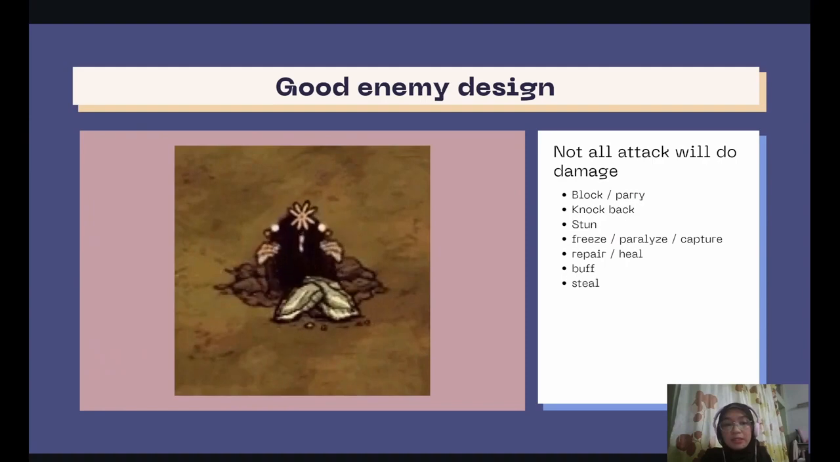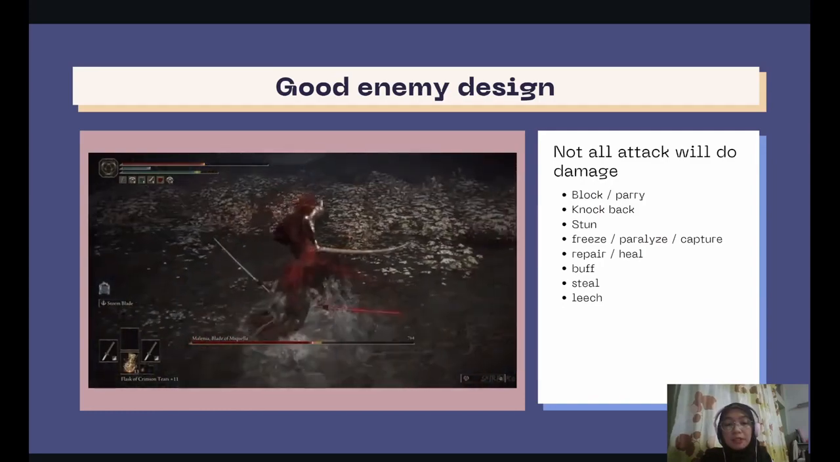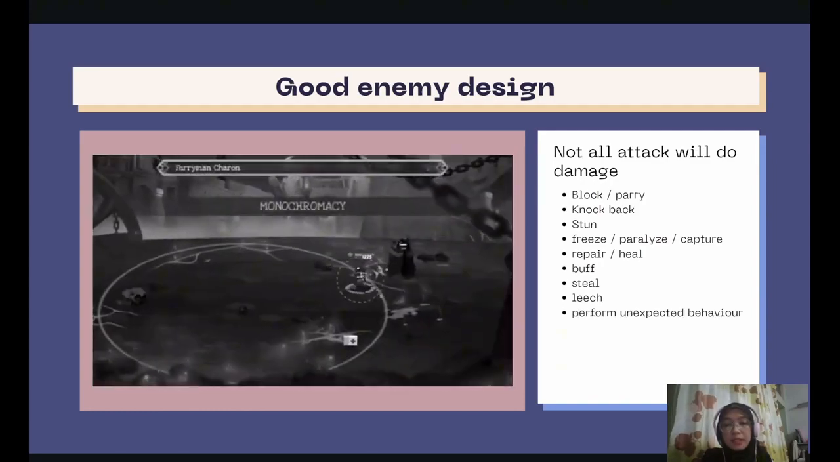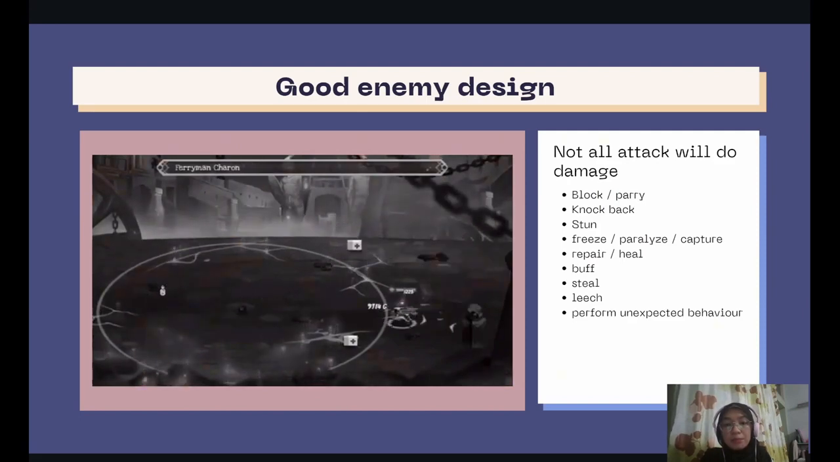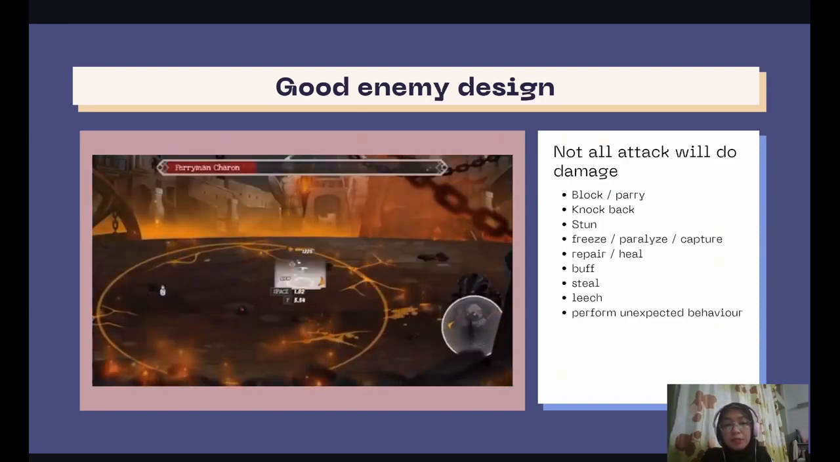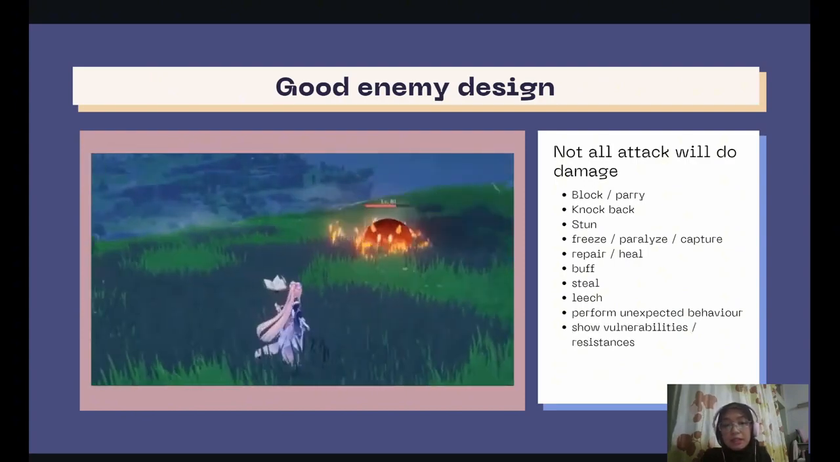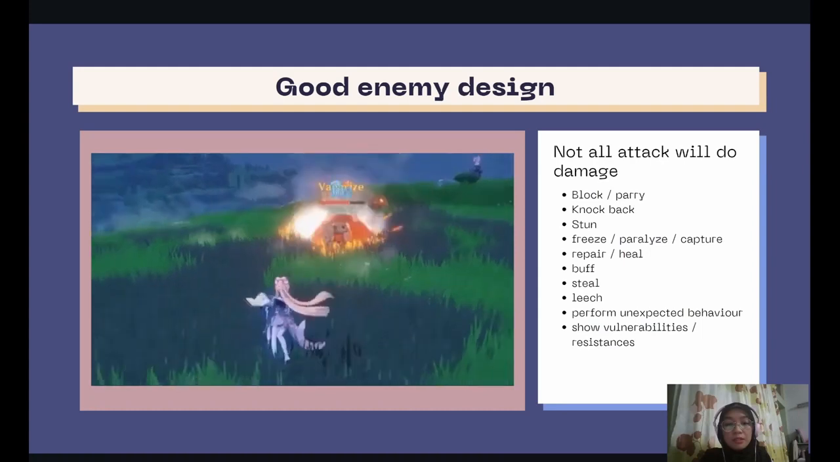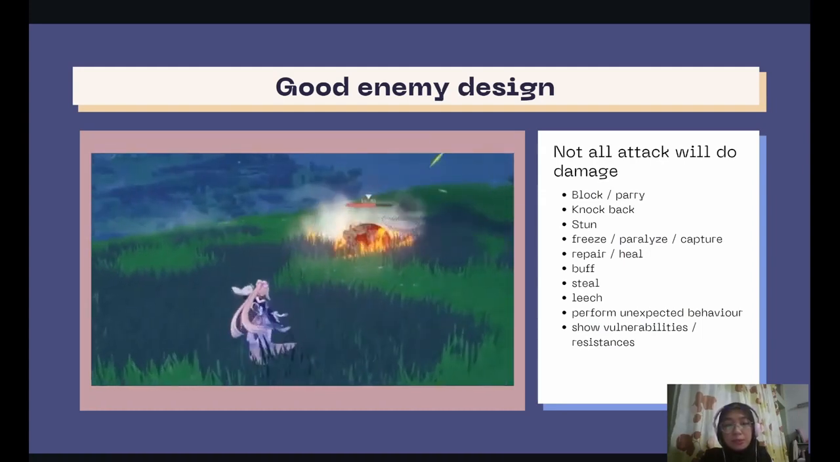And then next is steal. The enemy can steal the player's inventory. Leech, where the enemy can leech the player's energy. And then perform unexpected behavior. In this case, the gameplay can turn monochromatic or the screen can be inverted. And lastly, show vulnerabilities or resistance. Here, a fire enemy is vulnerable to water damage.